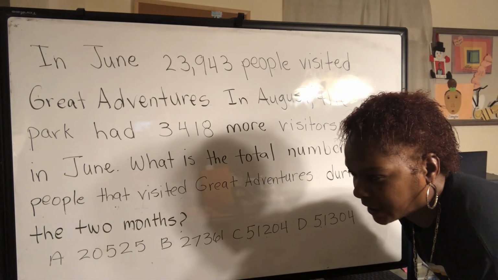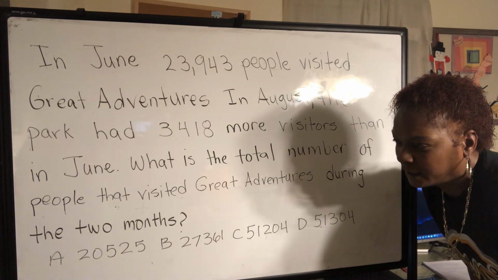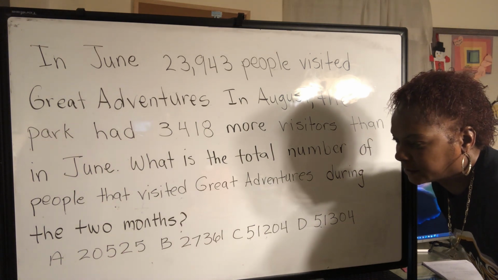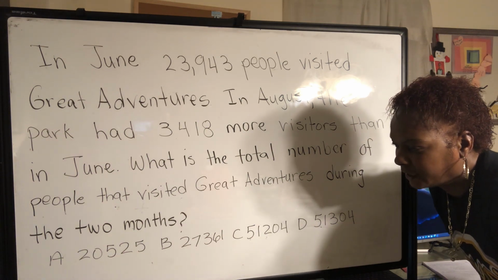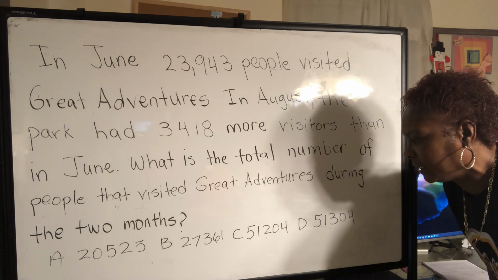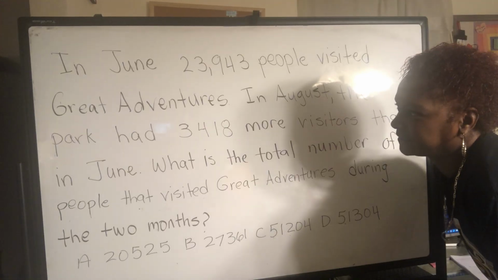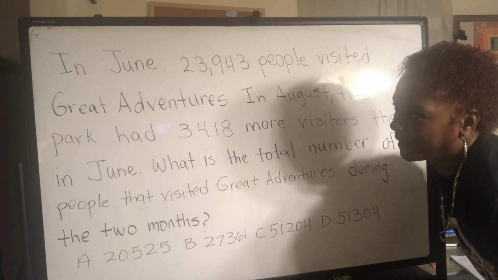We have our choice A is 20,525. Choice B is 27,361. Choice C is 51,204. And choice D, 51,304. All right, so this problem is a 2-step problem.